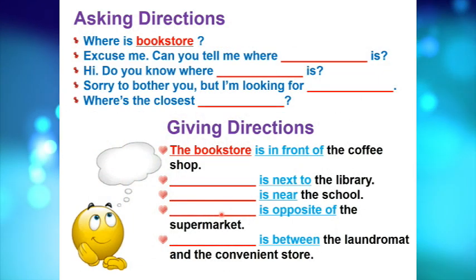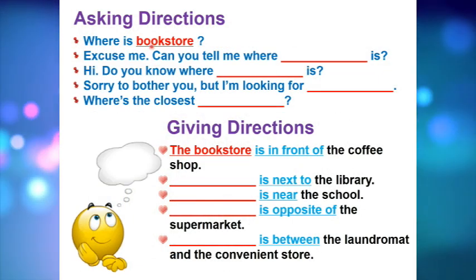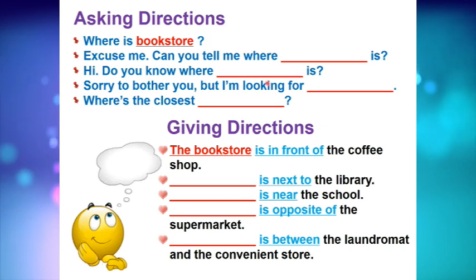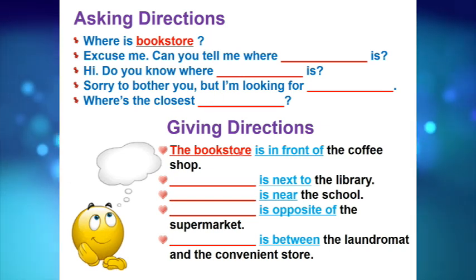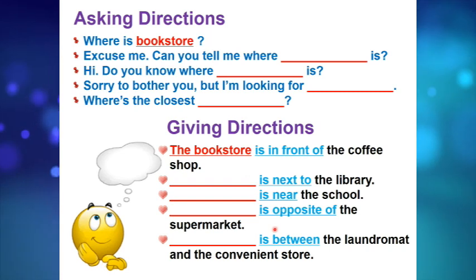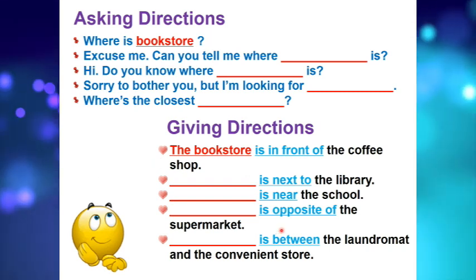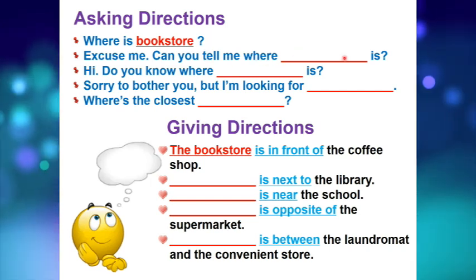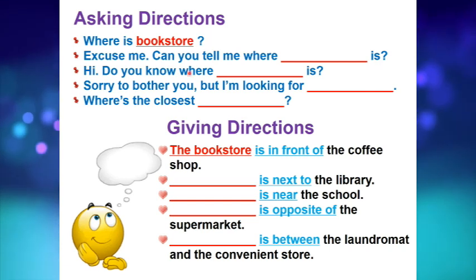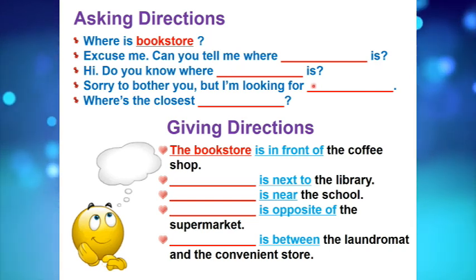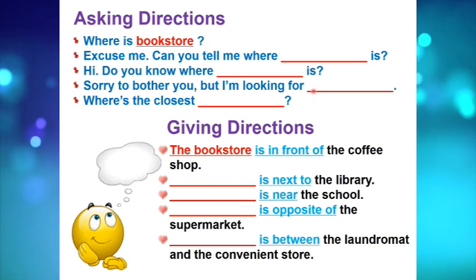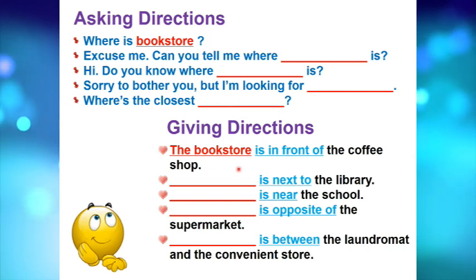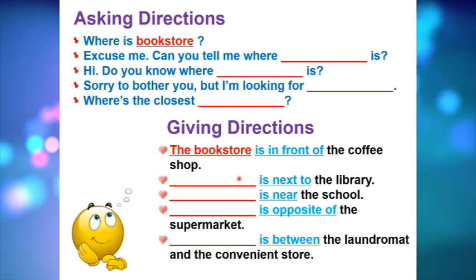So like asking directions, where is the bookstore? You can use these phrases or statements to answer that part. So you have to supply here, excuse me, can you tell me where the shopper or the shop is? Hi, do you know where the school is? Sorry to bother you, but I'm looking for the hospital. Where is the closest hotel? So you can use this also in giving directions.